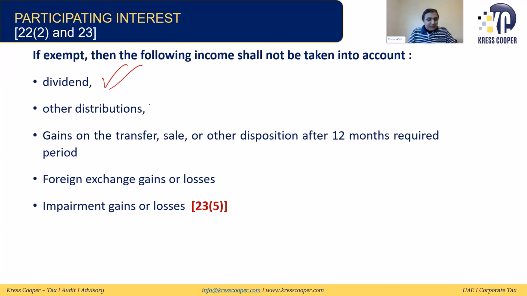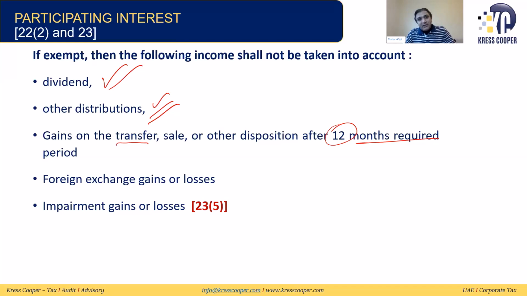Dividend is very straightforward. Other distribution is fine. Gain on transfer, this is for sure. This transfer will happen after 12 months, for an uninterrupted period of 12 months. And then there can be a gain, there can be a loss on the transfer.